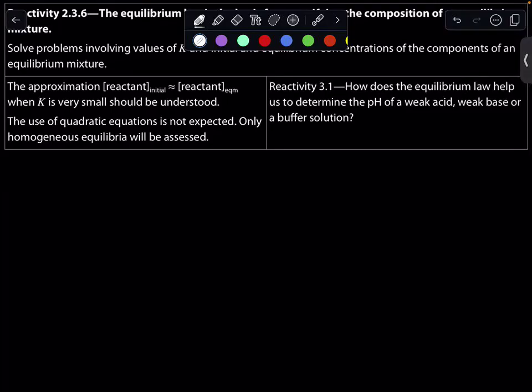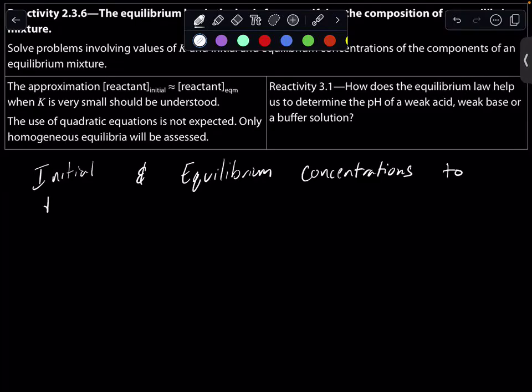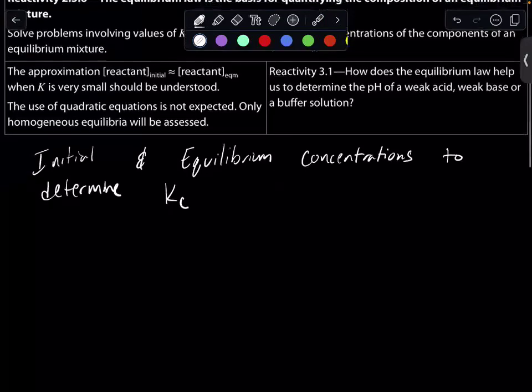The first way we're going to look at it is to look at initial and equilibrium concentrations to determine the equilibrium constant Kc. This is one very common type of problem that you might find in the DP curriculum. So this entire video is just going to be examples and solving them.